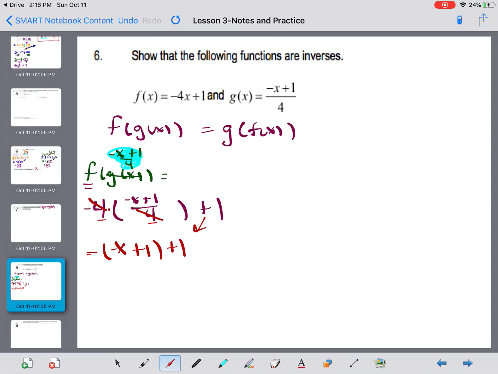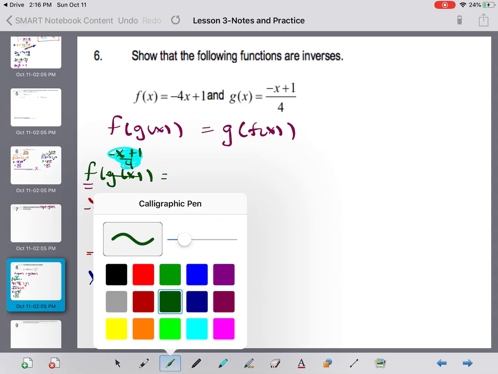Okay? Well, that negative 1 out in front, or that negative, is representing a negative 1. So to simplify it down, we're just going to keep distributing. So we get x minus 1 plus 1. We're going to combine our like terms, so we get x. Now let's see if we get x for the other one.